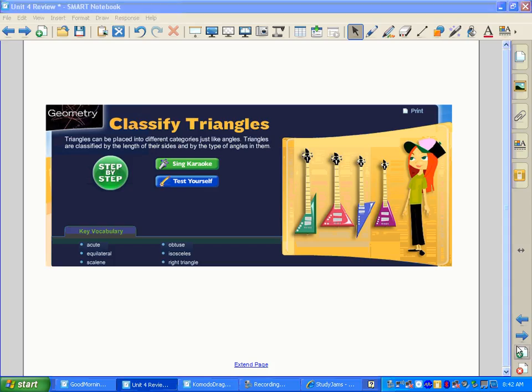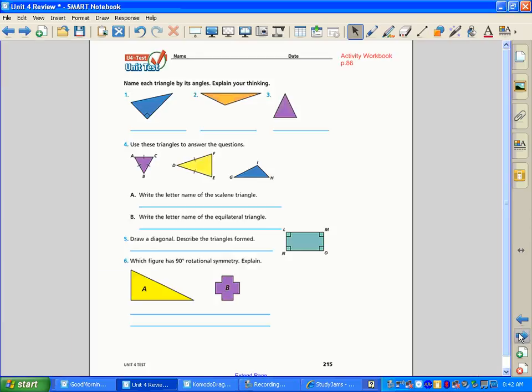All right. So we are going to work on the practice. It's a unit test, but we're going to use it as practice in here. You're going to need your activity workbook and your hardback book, okay? So the first page is in your activity workbook. The second page is not. So the first page is on page 86, and you can open up to that one.